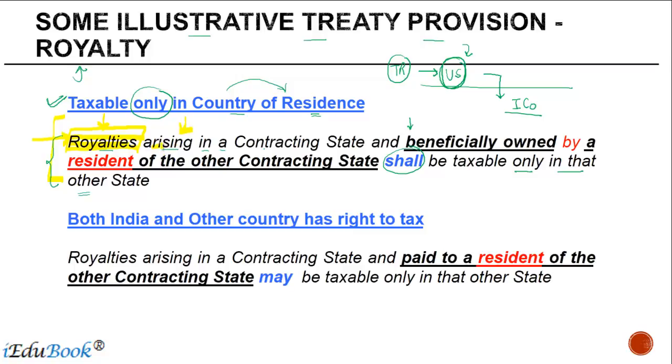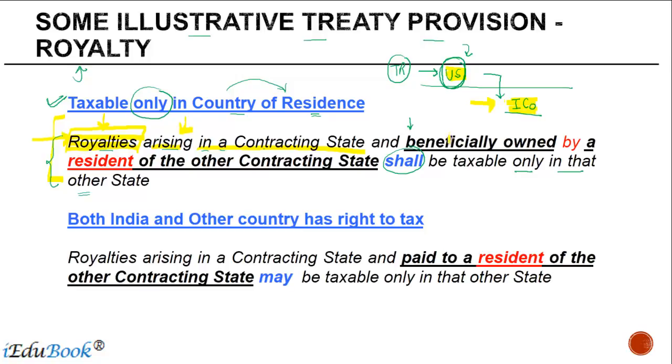What is the meaning of arising? Generally, in the clause relating to FTS, there is a provision which says when would the royalty be considered as arising in a contracting state, right? So if the royalty is paid by a company in India to a recipient of US, when would it be said that the royalty is arising in a contracting state or arising in India? That is given within the provision of that relevant treaty.